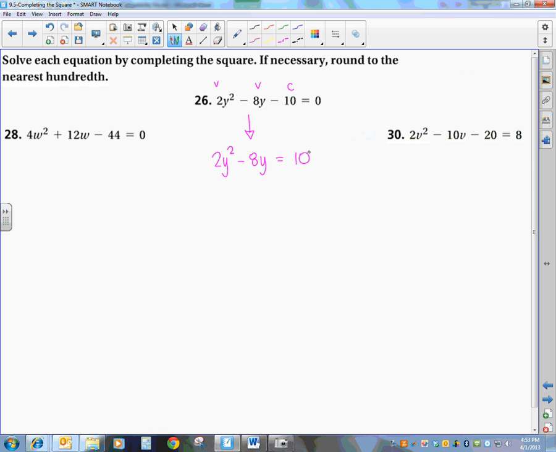The second step that I have says to divide both sides by a if a does not equal 1. So a in our problem is 2 because it's the coefficient of your y squared. So I'm going to divide everything by 2, and that's going to give me y squared minus 4y equals 5. The next step says we're going to complete the square, so we're going to add b over 2 quantity squared. So when I add to both sides, then that's when I write my blanks.